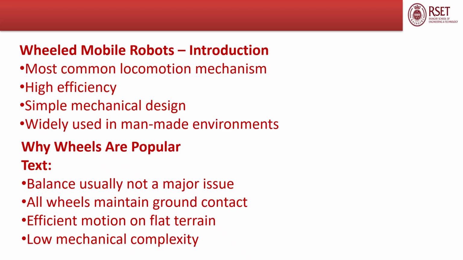This leads to smoother motion, lower energy consumption, and simpler control algorithms. Wheel robots also experience less mechanical wear and tear compared to leg robots. As a result, they are ideal for applications where speed, efficiency, and reliability are critical, such as automated warehouses and autonomous vehicles.